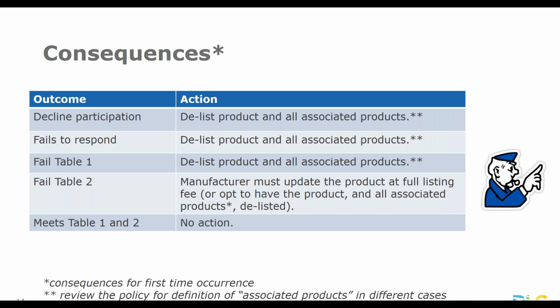Obviously, if a product meets Table 1 and Table 2, the process ends and you're all set. New to the policy is that if you have 3 selections within 2 consecutive rounds and they're all compliant, then you basically have a cooling off or a resting period of 1 round where you can't have any product selected. This is obviously to make sure that we are not overburdening manufacturers who are demonstrating compliance with program rules.